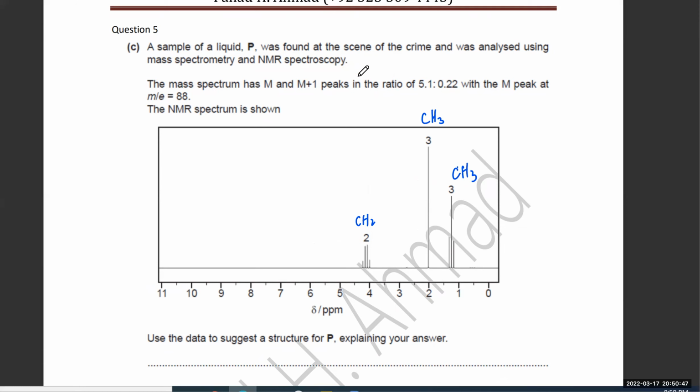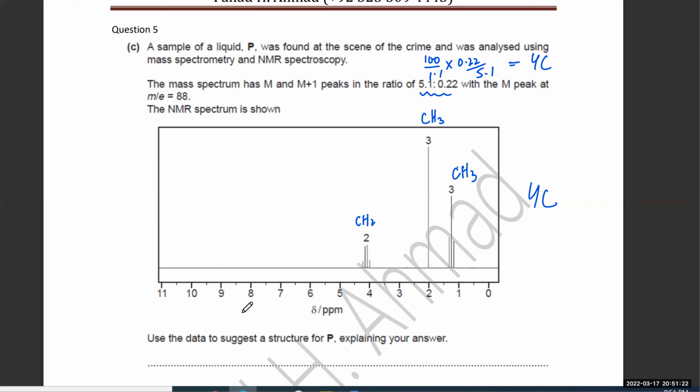So the M+1 peak is given. Can you tell me the number of carbon atoms? It's going to be 100 over 1.1 into 0.22 divided by 5.1, right? So what do we get for this? 4. So we get 4 carbon atoms, right? So this one has 4 carbon atoms. And they've told us the M peak, it's 88.